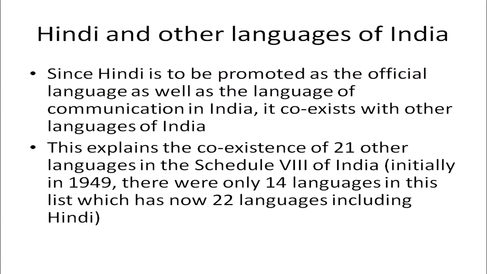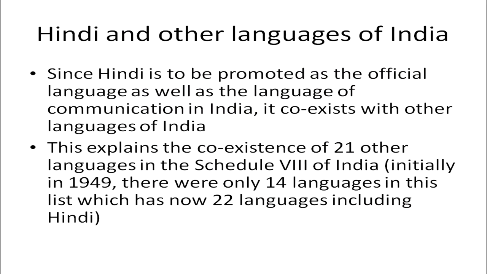So, when we say that there is no national language but the official language, perhaps our constitution makers, our forefathers, envisaged a situation where Hindi, along with other regional languages and other important languages which remain a very important heritage for all of us, would coexist, because every language is a very important repertoire, a source of knowledge. So, perhaps they envisaged that along with Hindi, the other languages also should coexist. This explains the coexistence of 21 other languages in the Schedule 8 of India.